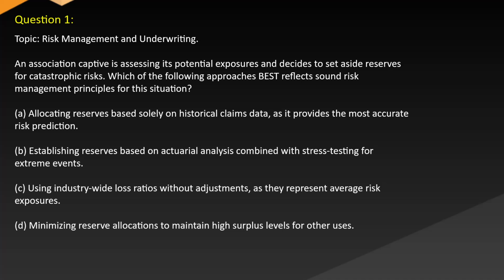Question 1. Topic: Risk management and underwriting. An association captive is assessing its potential exposures and decides to set aside reserves for catastrophic risks. Which of the following approaches BEST reflects sound risk management principles for this situation?